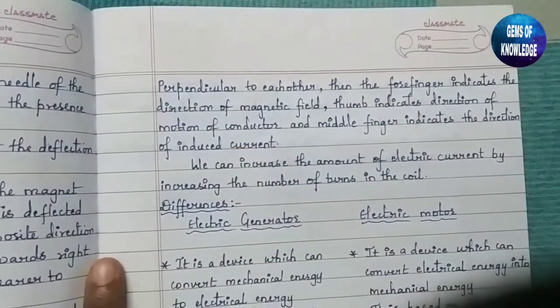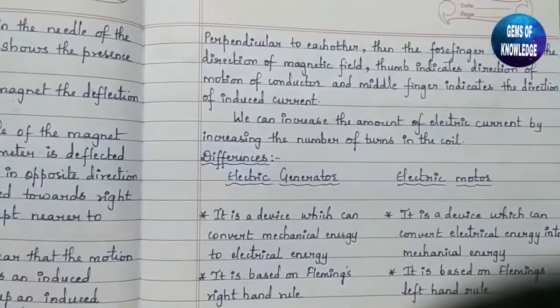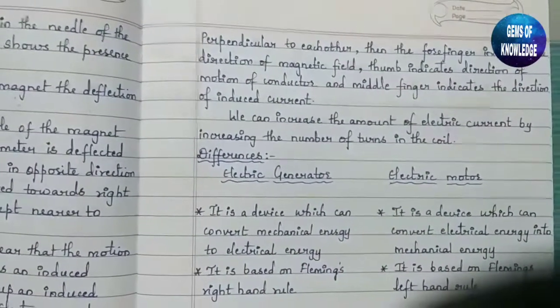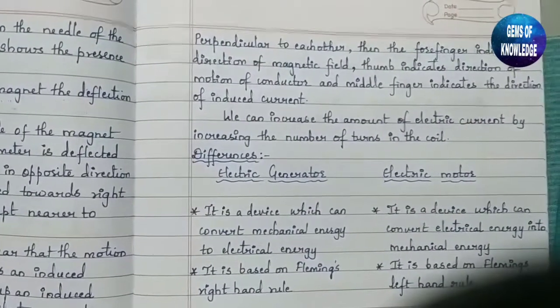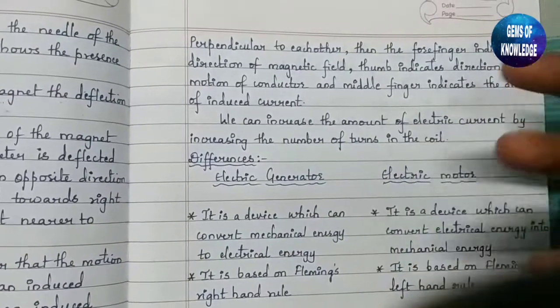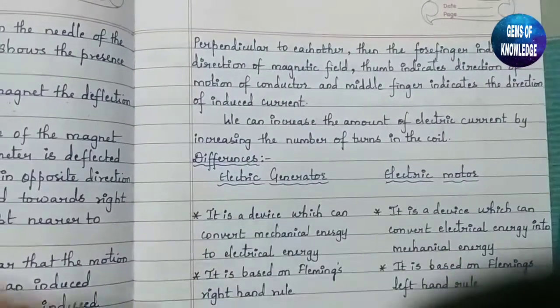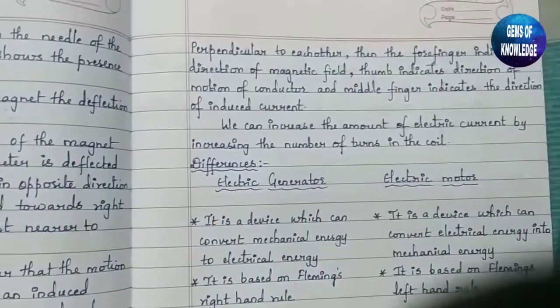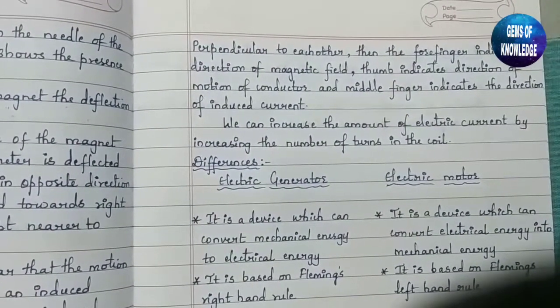Then one more question was asked here: how can we increase the amount of electric current produced in the electric generator. We can increase the amount of electric current by increasing the number of turns of the coil. When the turns of the coil are increased, automatically the current will be increased.